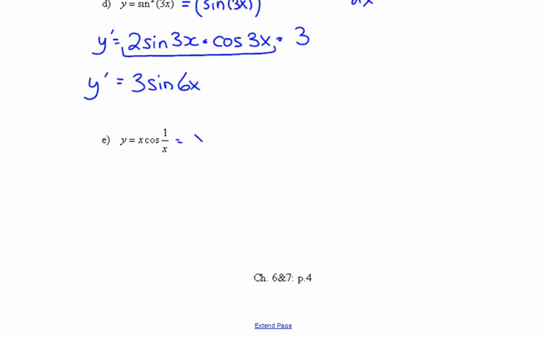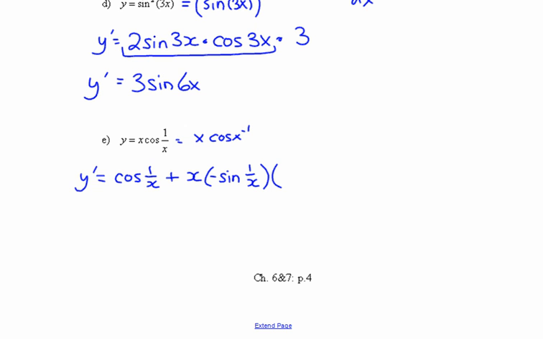What do we have to use here? Product rule. Okay, so y prime. Derivative of x is? 1. So leave the second guy, times, or no, not times, plus, leave the first. Derivative of cos is negative sine 1 over x, times, we're doing product rule.